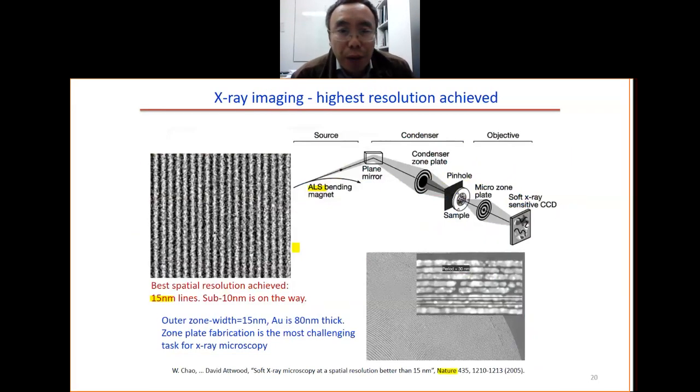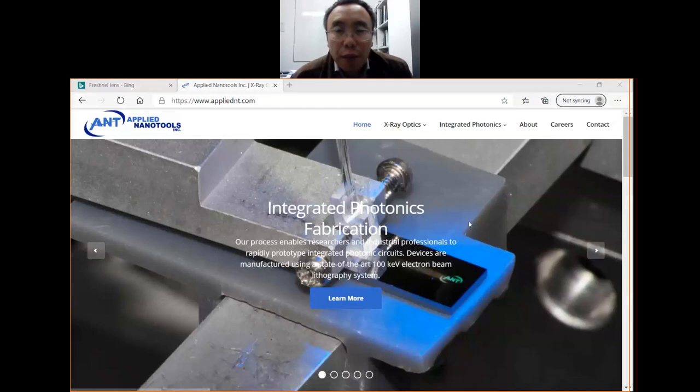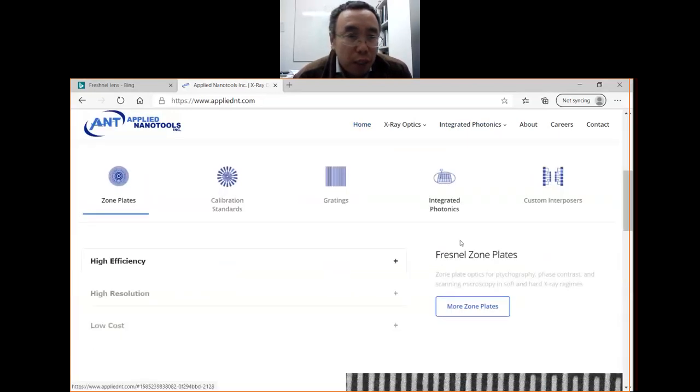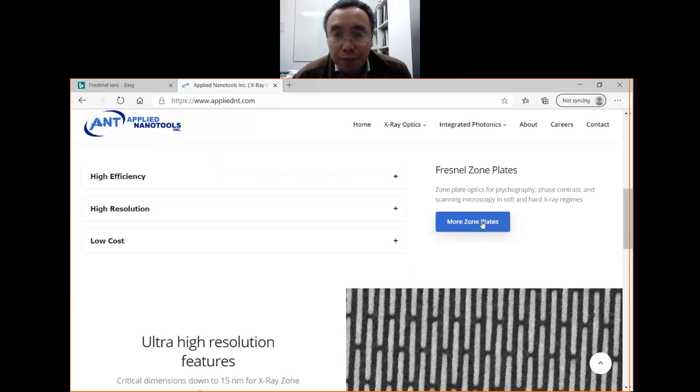Now we come back to the zone plate. There is a Canadian company whose main product is the zone plate. This company is called Applied Nanotools. I think they have 5 to 10 people, and their main product is the accurate zone plate. So this is the zone plate. They make it by electron beam lithography.